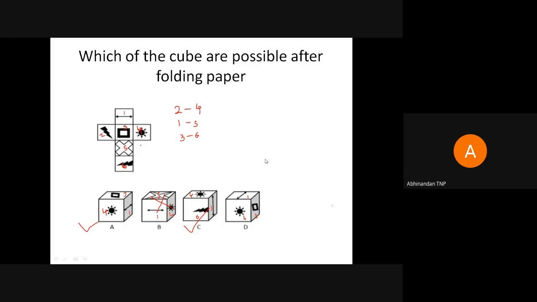Then 1, what is the opposite of 1? It is 5. So 5 is not shown over here. 4, what is the opposite of 4? It is 2. 2 is not shown over here. 3, what is the opposite of 3? It is 6.